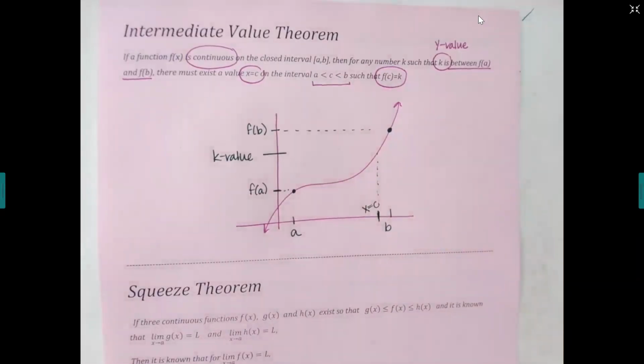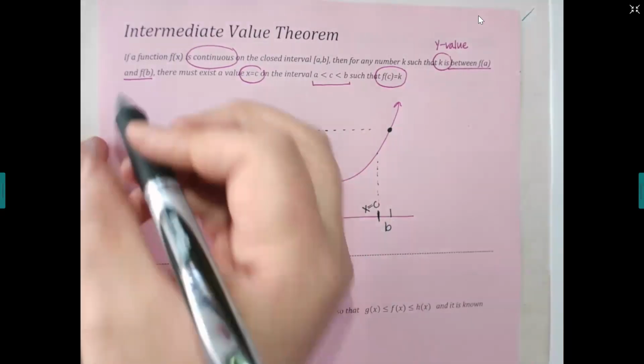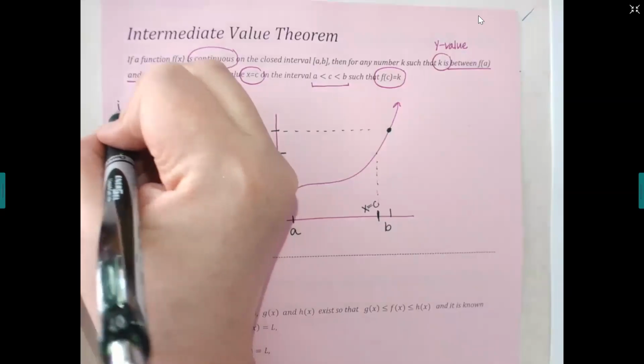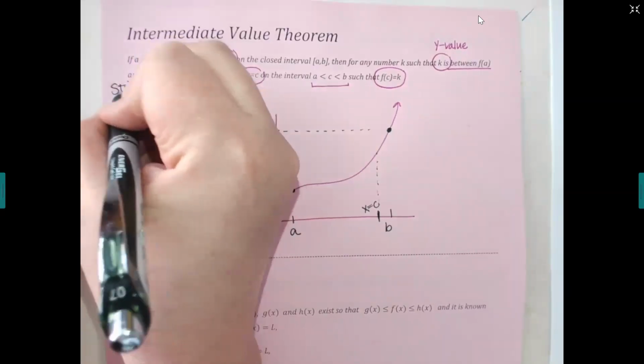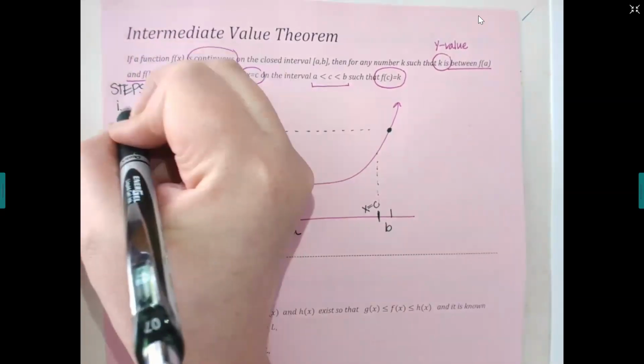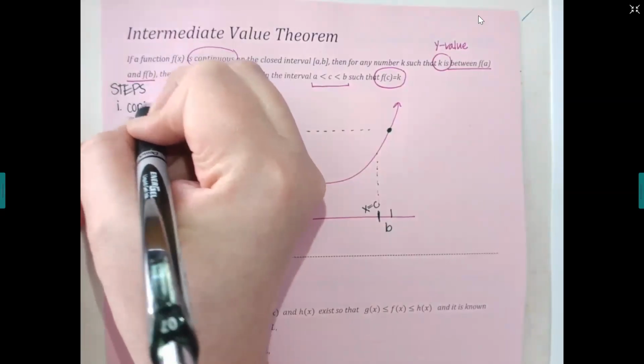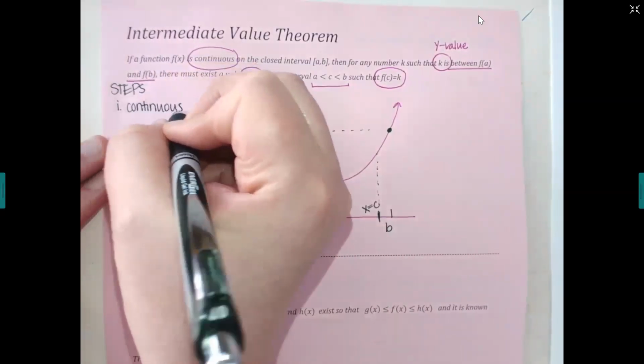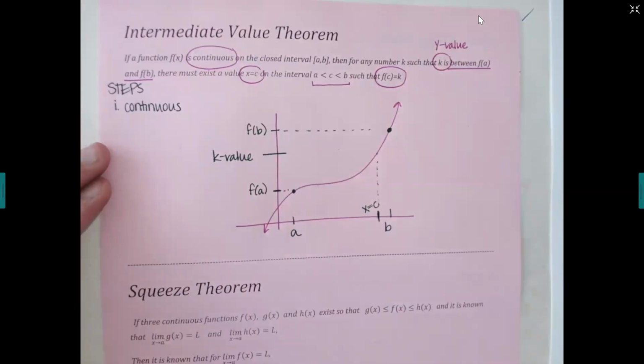Now that we have a picture, we're going to write down your steps. Then we're going to do an example off of your little white packet. The first thing you check for IVT, and these are going to be your steps over here to the side, is that your graph has to be continuous. If it is not continuous, you're done.